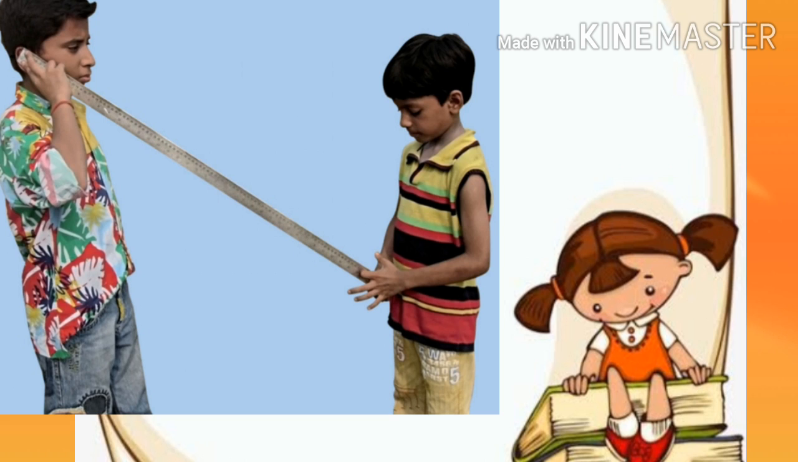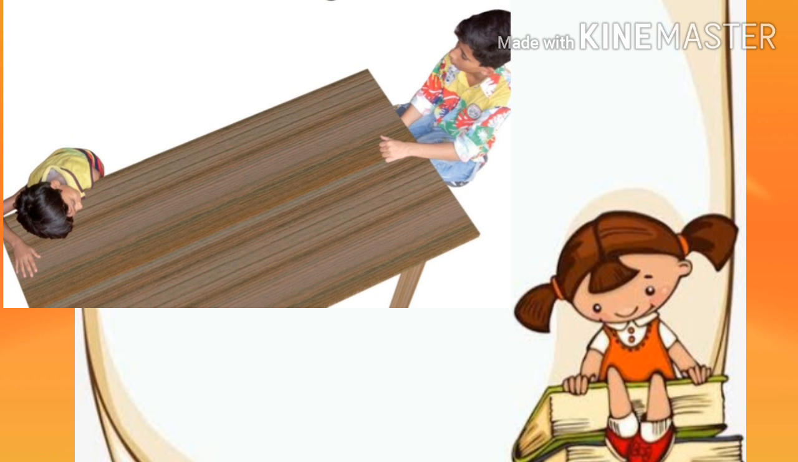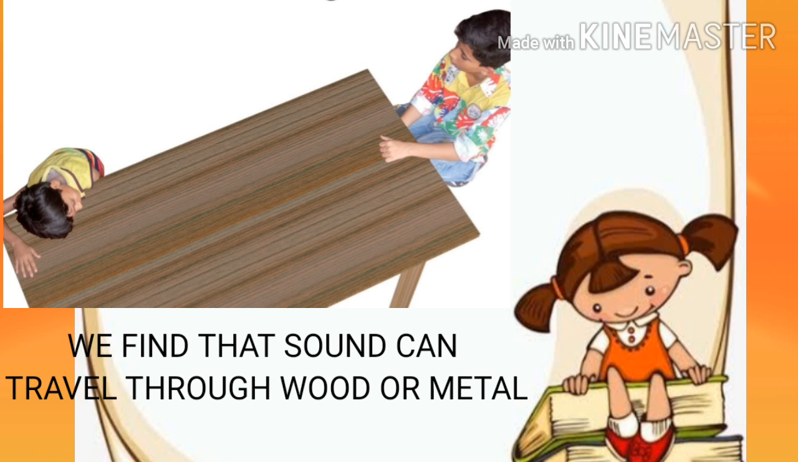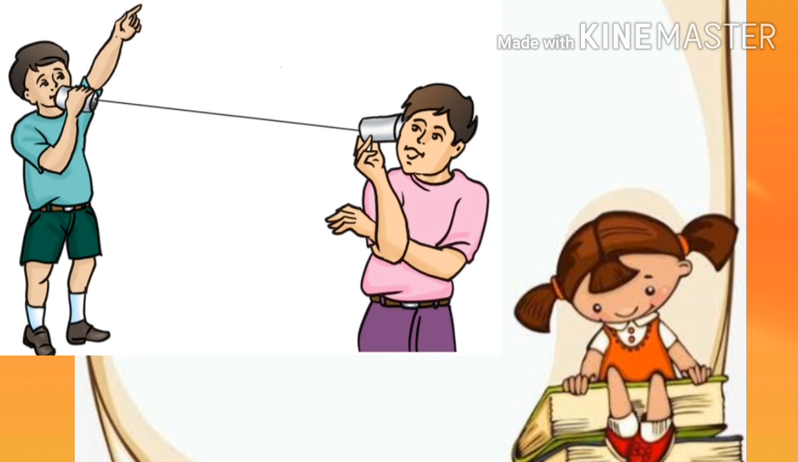You can also perform the above activity by placing your ear at one end of a long wooden or metallic table and asking your friend to gently scratch the other end of the table, as you can see in figure number 9.13. We find that sound can travel through wood or metal. In fact, sound can travel through any solid. You can perform interesting activities to show that sound can also travel through strings. Have you ever made a toy telephone as shown in figure 9.14? Can you say that sound can travel through strings?